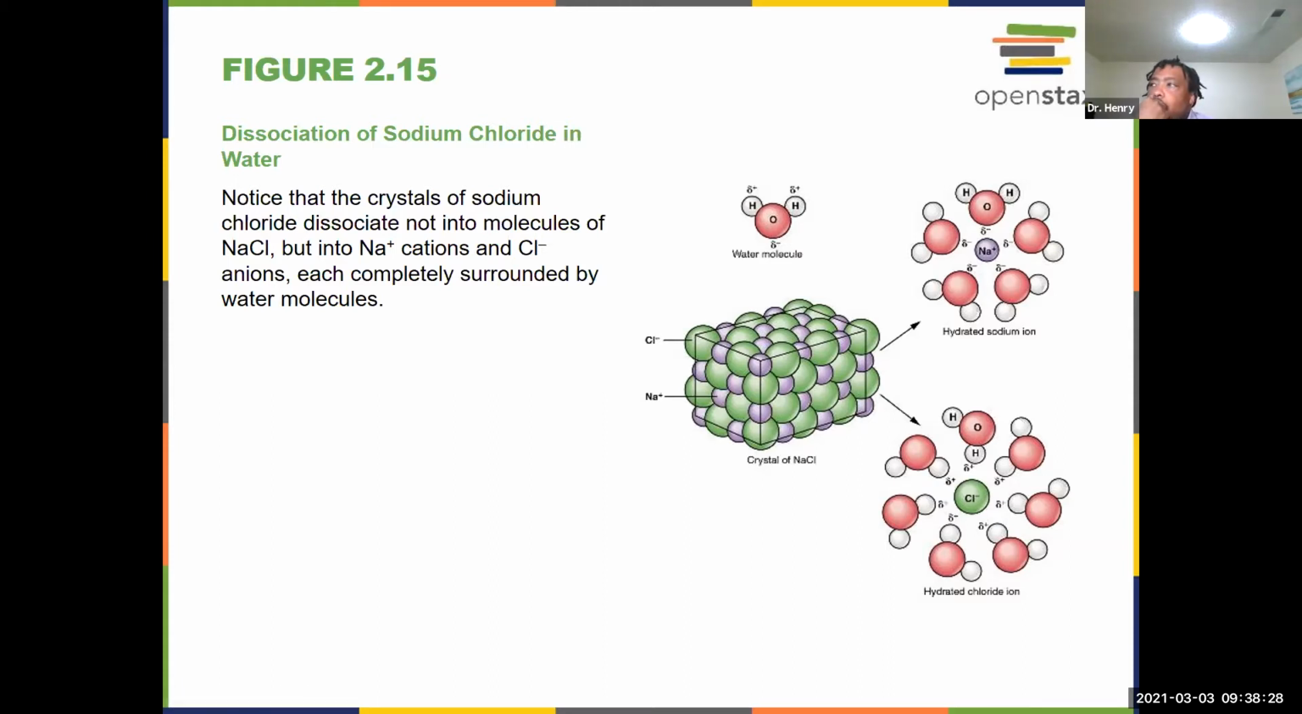So water will actually surround the sodium. All of those partial negatives will surround the sodium plus ion, and all of the hydrogens will surround the chloride ion, so it'll separate the two. It's kind of like a home wrecker, right? You have sodium and chloride that are together, a nice little happy couple.